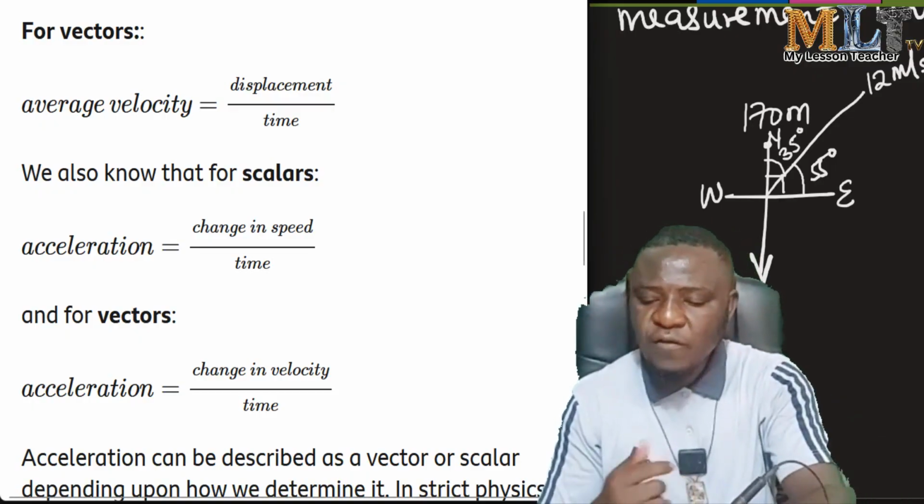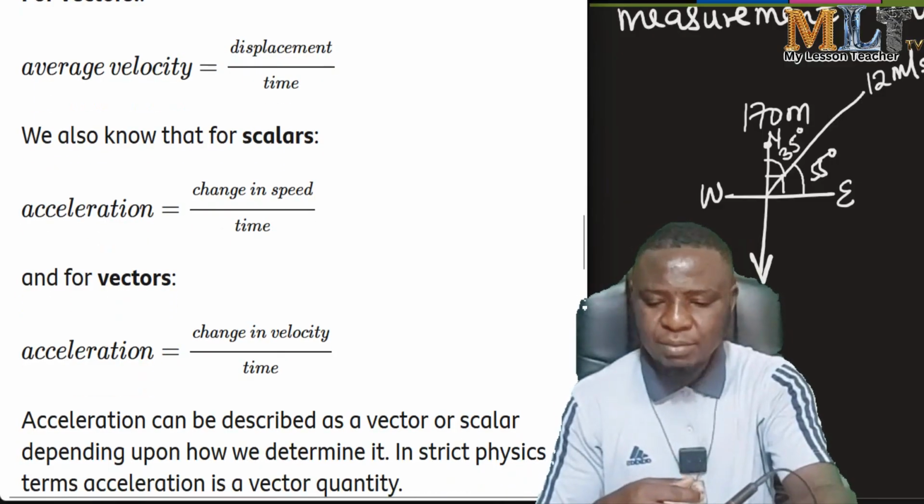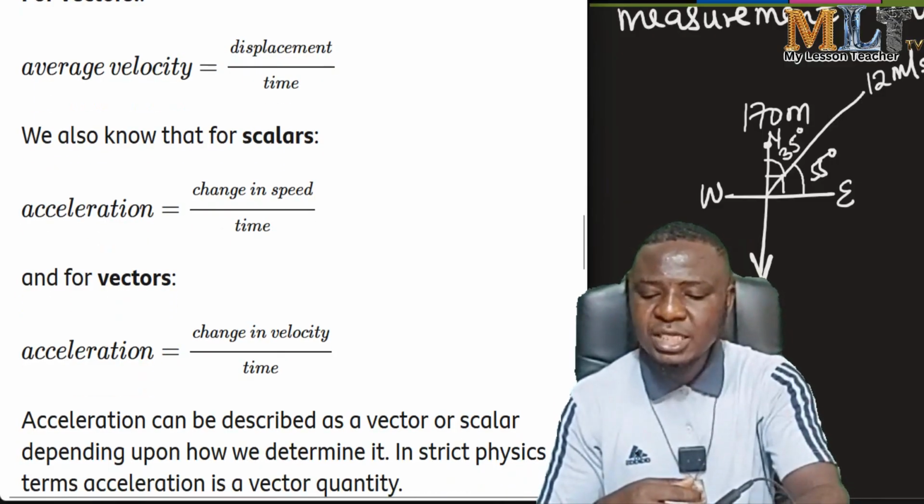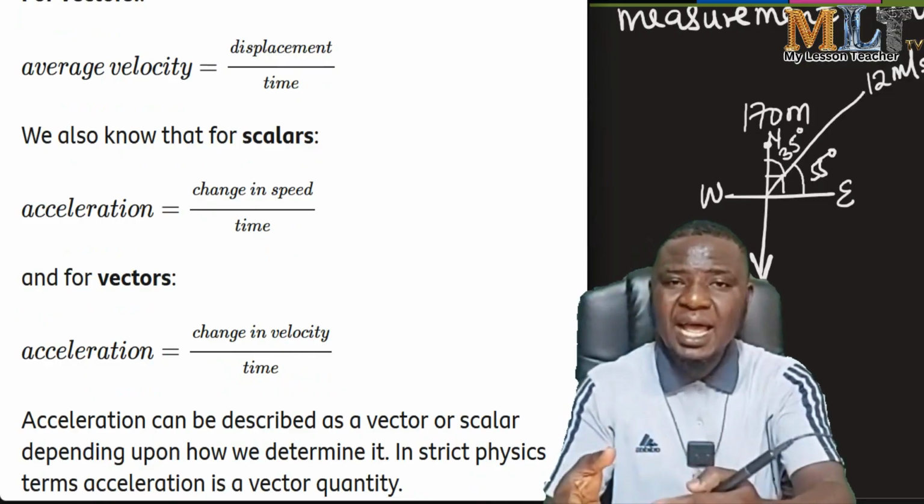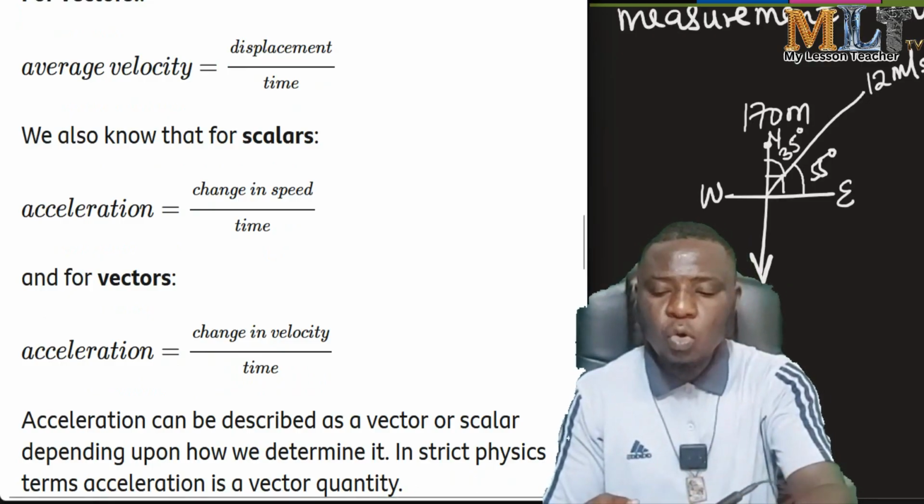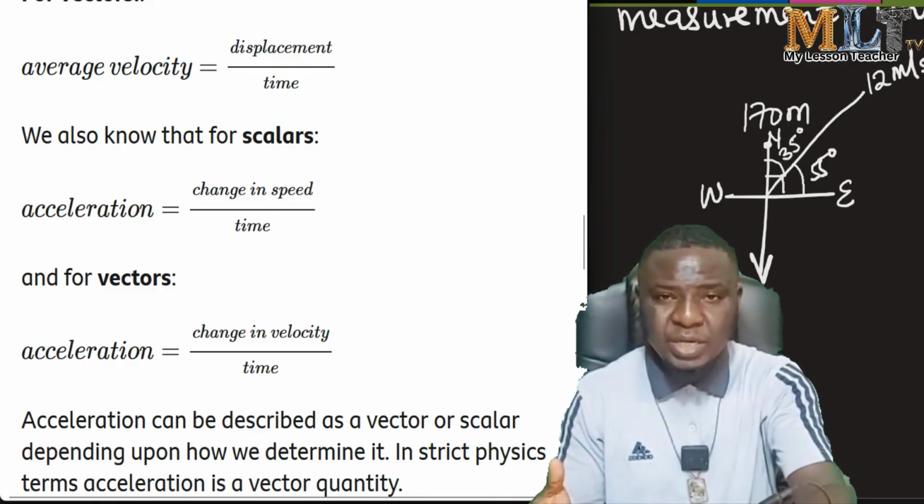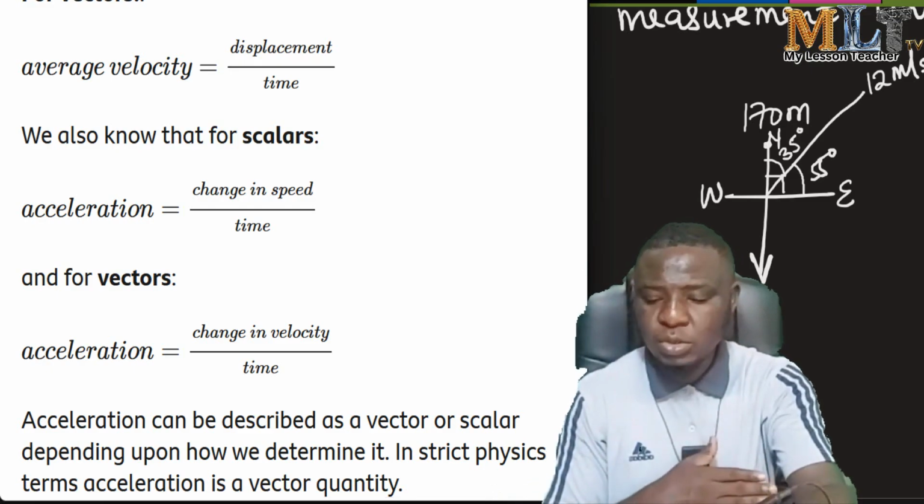We also know that for scalars, acceleration is change in speed over time. Acceleration, which is change in speed over time, gives you a scalar acceleration, because in here there is no vector. Speed over time, they are all scalars. Okay, so the result is going to be a scalar quantity.